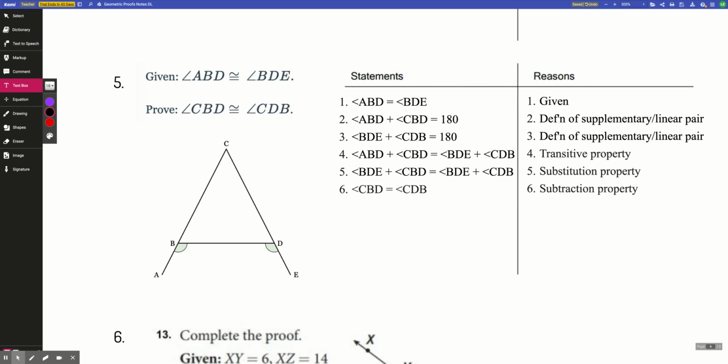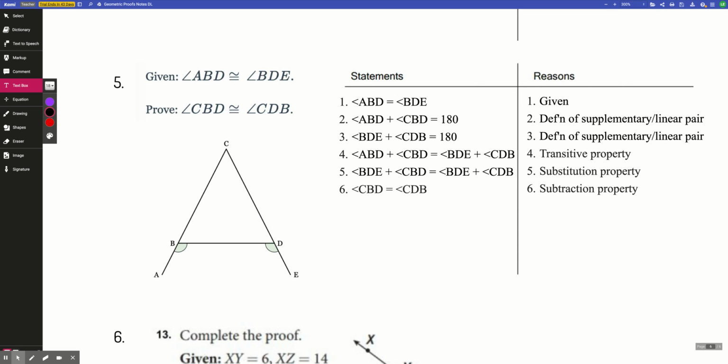Okay, so this one was a slightly longer proof, and you needed to use your knowledge about supplementary angles here, or angles, remember, that come together and add up to 180 degrees, or angles that make a straight line.